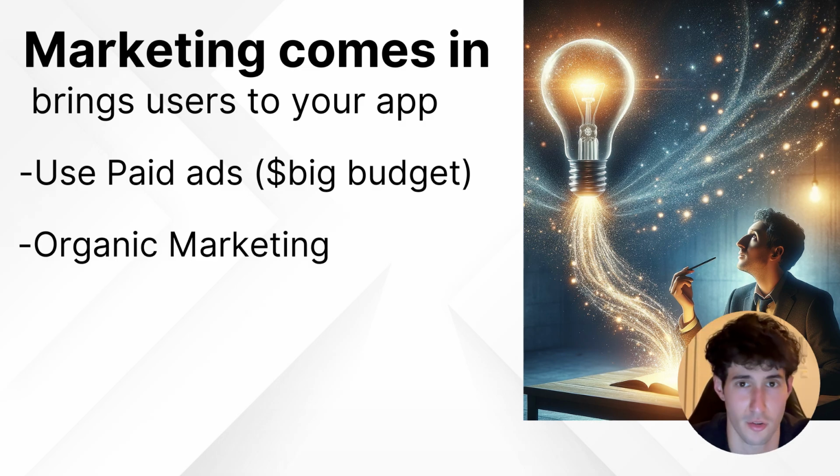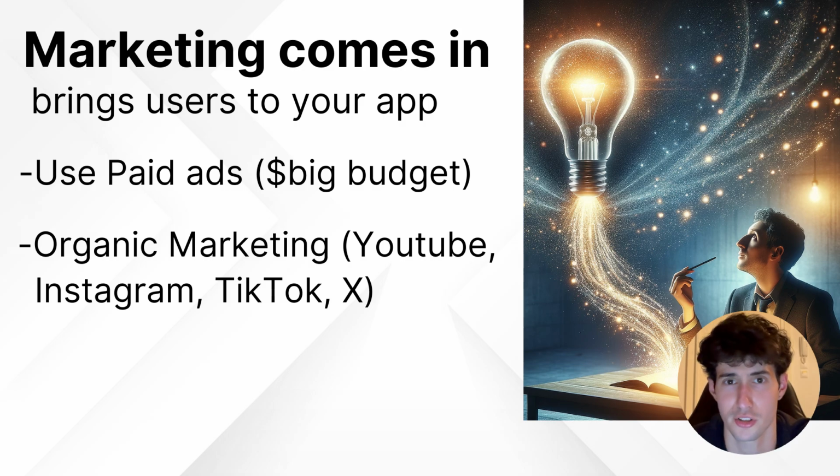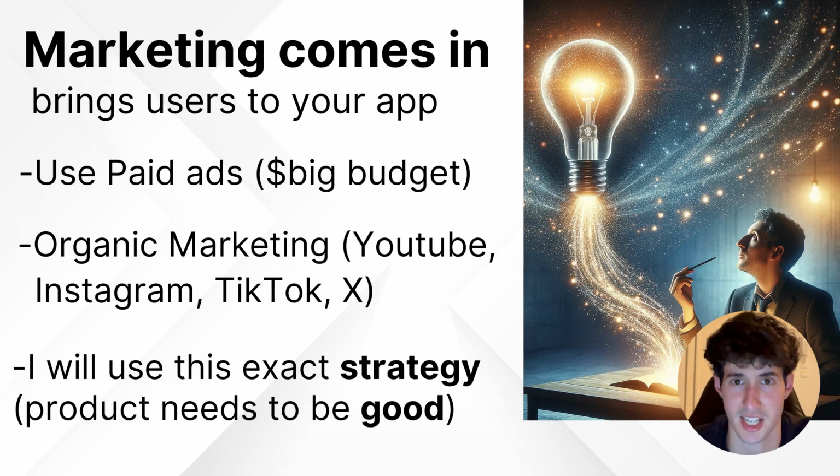The next way, and the one that is the best in my opinion, is organic marketing. You basically will start posting content on social media. You can pick any platform you want, Instagram, Facebook, YouTube, whatever you want. Build an audience in that platform and then funnel it into your app. That is the exact marketing strategy I intend to use when I create my own AI startup. I will use the audience from this YouTube channel to funnel it inside the startup.